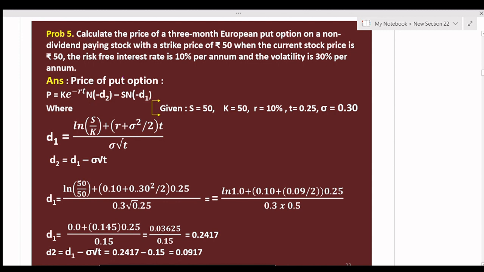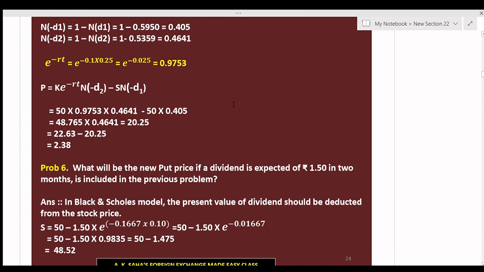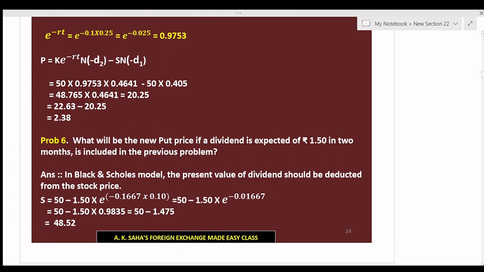Calculate the price of a 3-month European put option on a non-dividend paying stock with a strike price of rupees 50, when the current stock price is rupees 50, the risk-free interest rate is 10% per annum and the volatility is 30% per annum. Here there is no dividend included. The put option value comes out to 2.38. Now this portion is added in the previous problem where a dividend is expected.